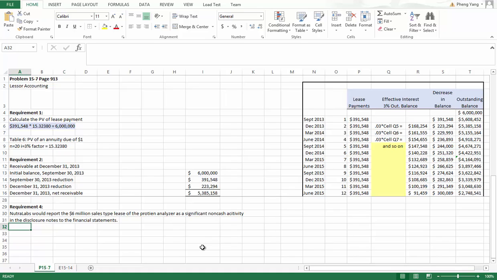Okay. Now we've got to also look at the cash lease payments. So the total is $783,096. Okay, so basically these two payments here are considered to be cash flows from operating activities.